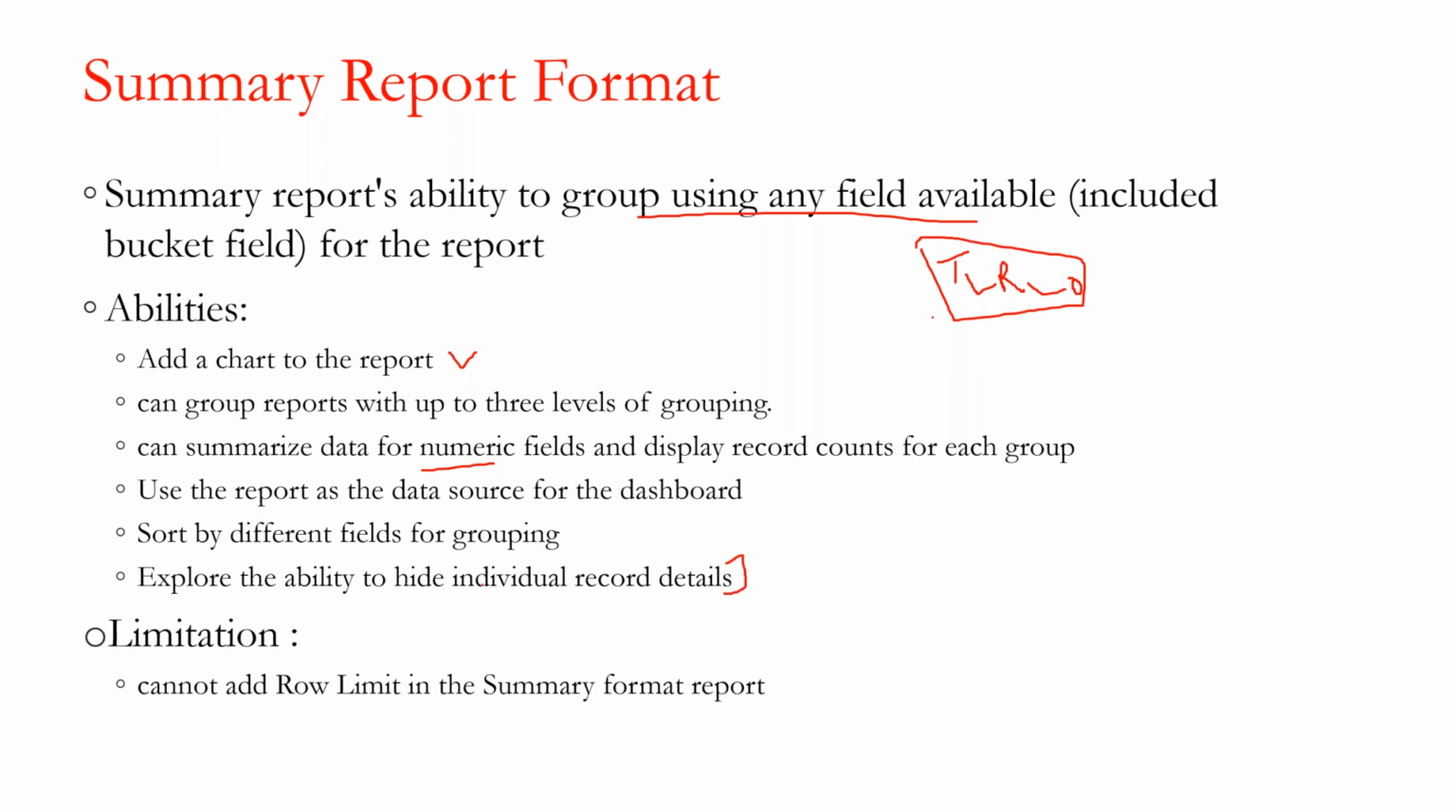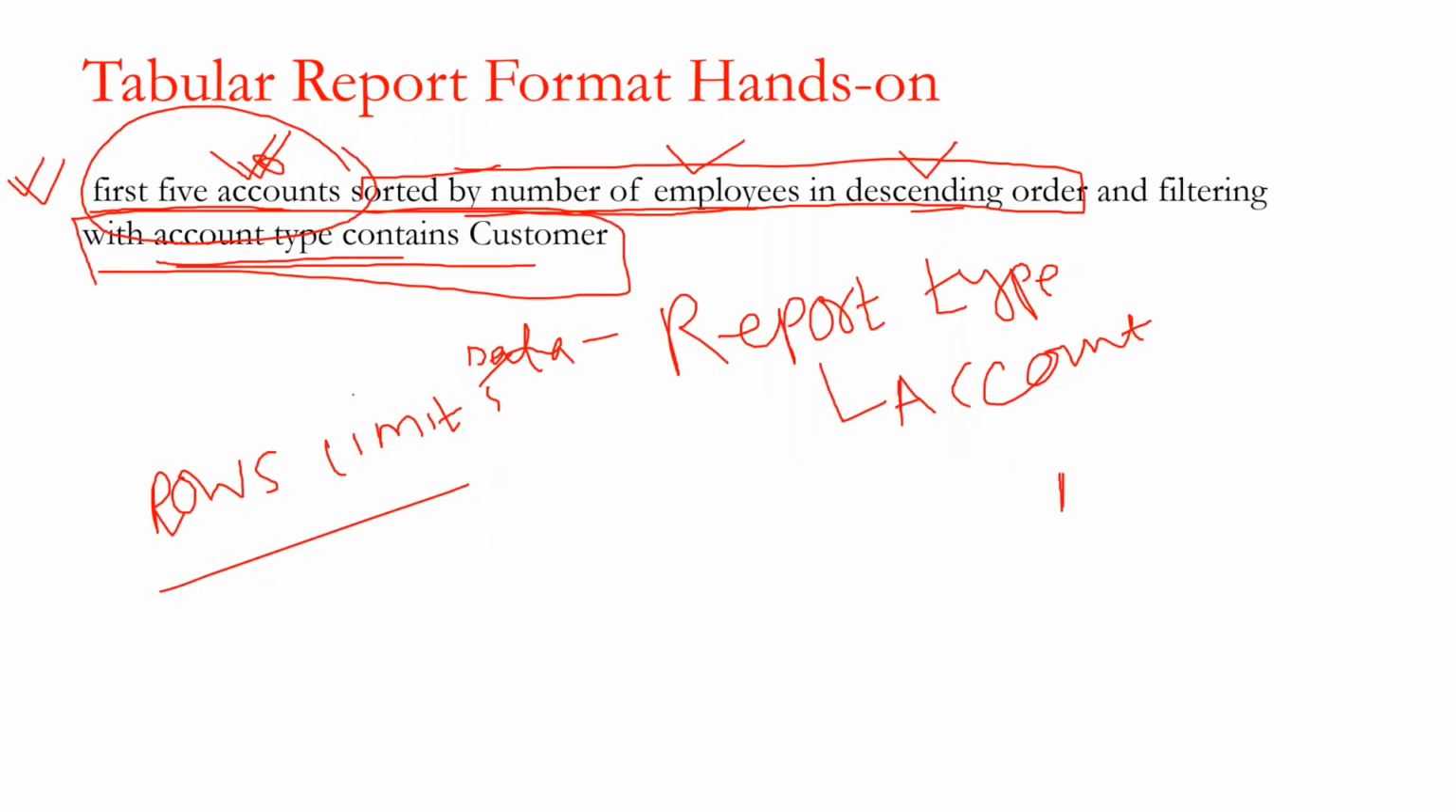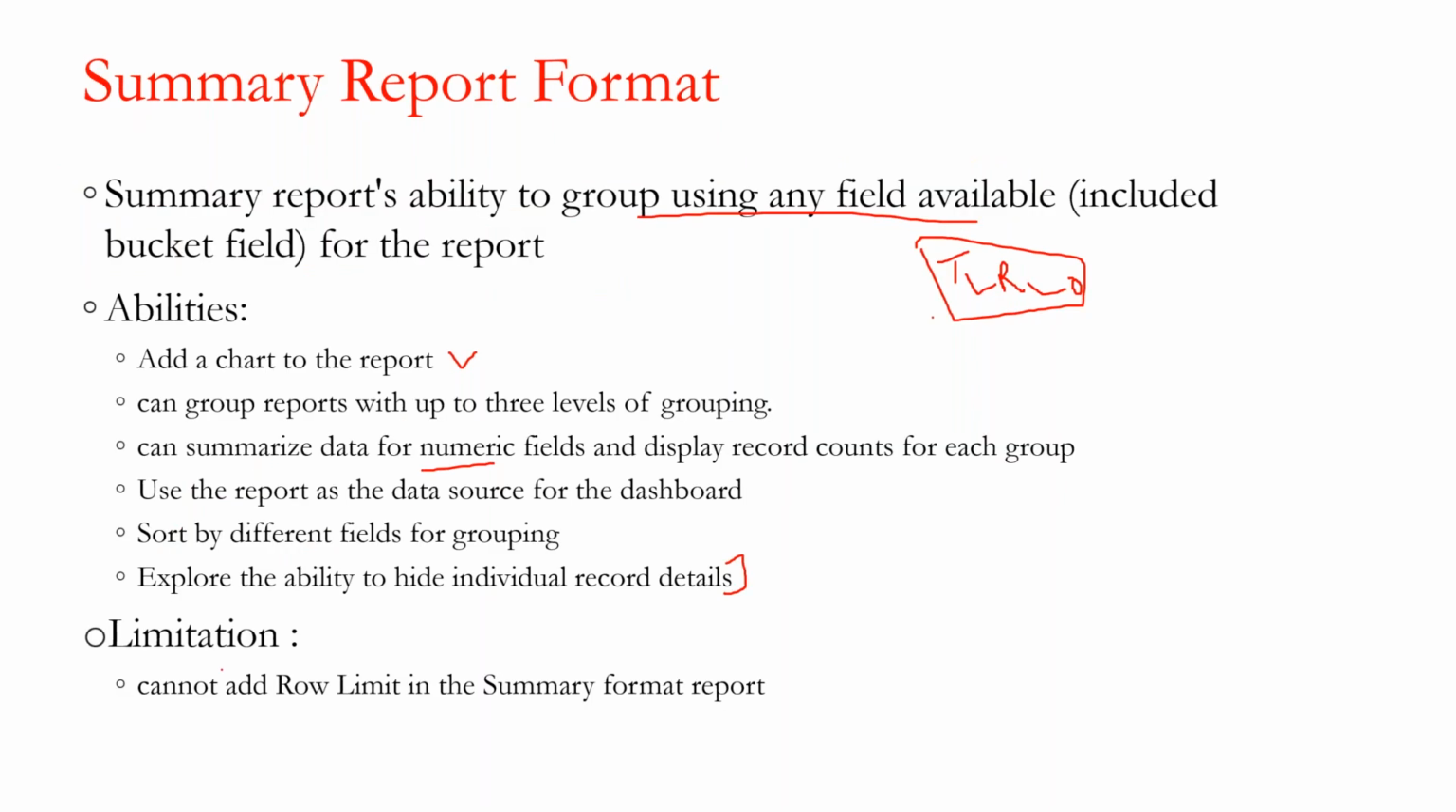As a limitation, in the tabular report we are able to add the row limit, but this row limit is not applicable for my summary report. So this is theoretically what a summary report is. Let's see practically, if I want to create a summary report, how it is going to look and how we can create it. So in the next session we'll take an example of creating a summary report. We'll create the summary report from scratch and see.